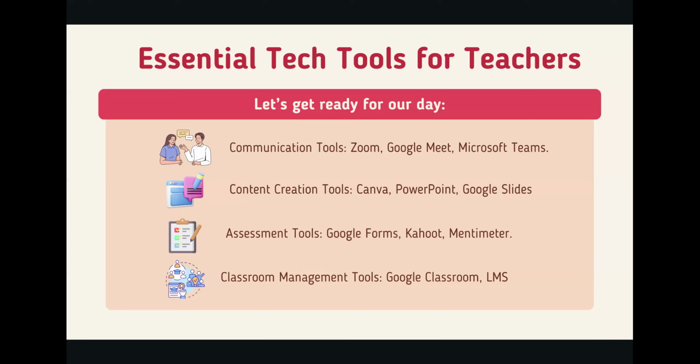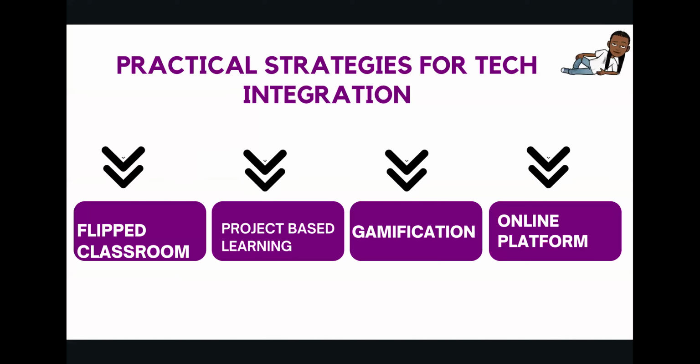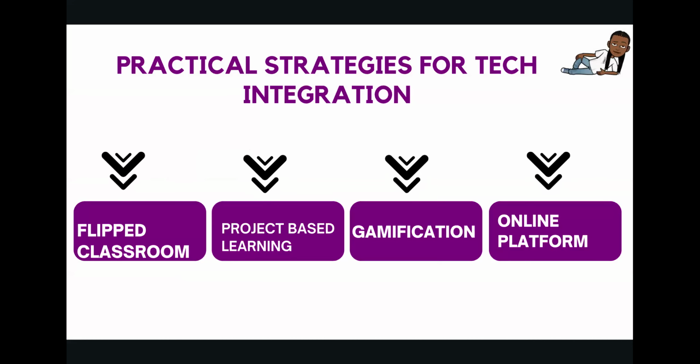Okay, let's talk about strategies. I said that the catalyst for education technology is about transformation, innovation, collaboration, and engagement. Now let's talk about practical strategies for tech integration. There are a lot of skills and a lot of strategies, but for me, I'm looking at four basic ones. The first one is the flipped classroom.